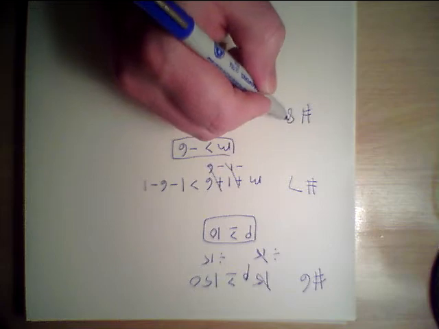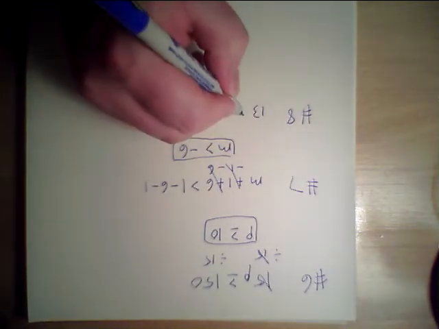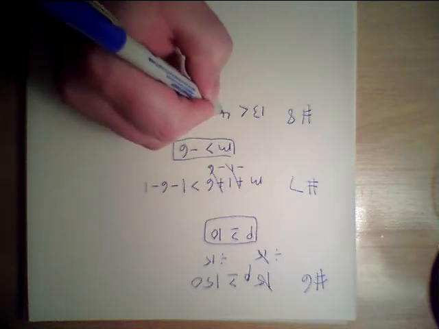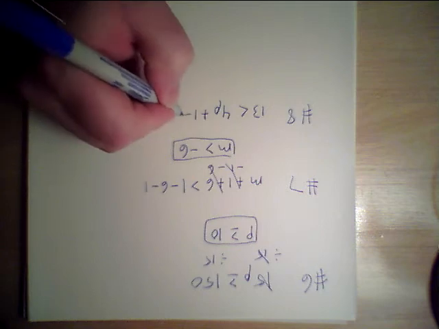Number 8. We have 13 is less than 4p plus 1 minus 4.